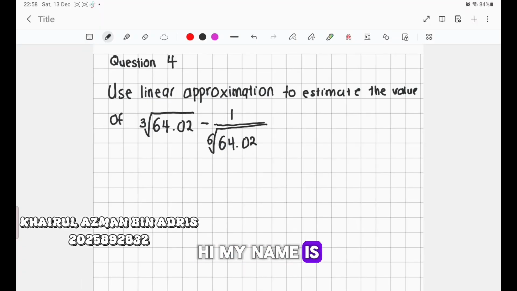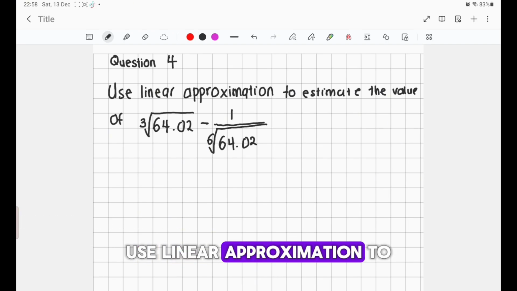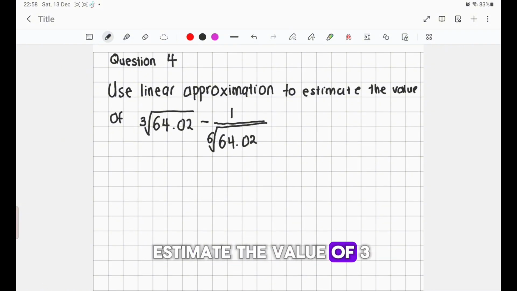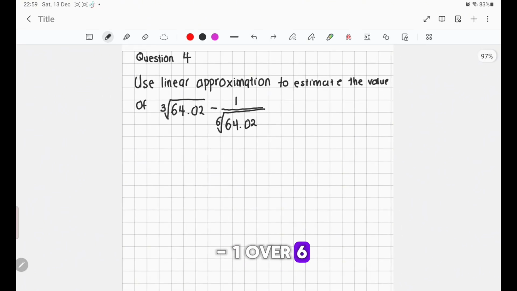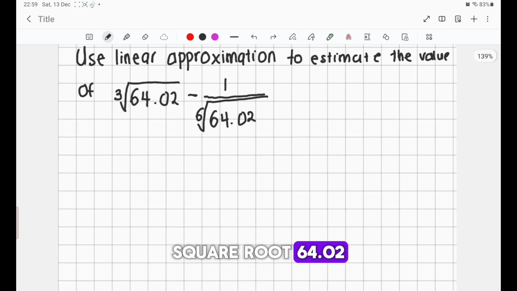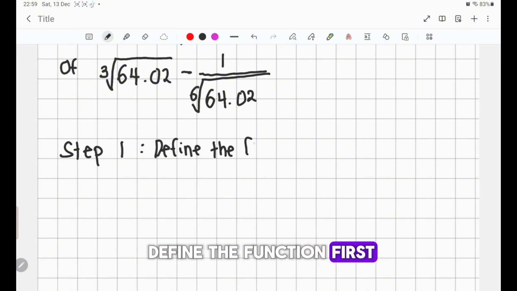Hi, my name is Khairul and I will answer question 4. So the question is, use linear approximation to estimate the value of the sixth root of 64.02 minus 1 over the sixth root of 64.02. So for step 1, we need to define the function first.